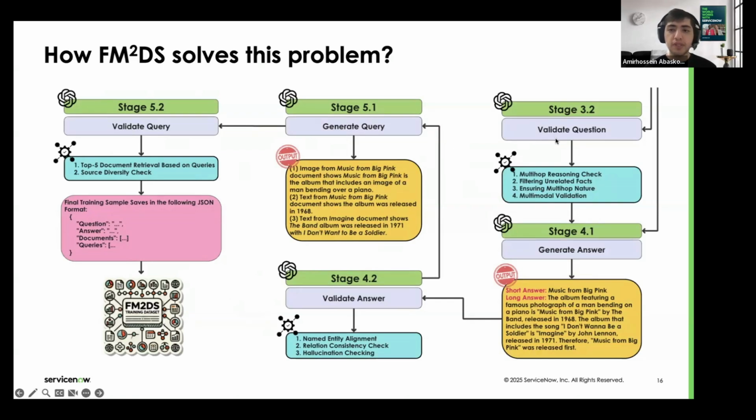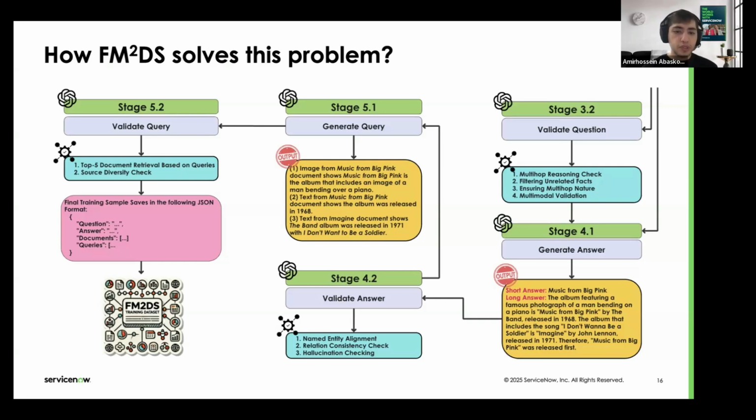In stage 3.2, we validate our question. We use different approaches, but the main ones are checking whether the question is really a multi-hop question and whether it is really a multimodal question, which we do by removing all the modalities except one and removing all the documents except one to check if this is true. In stage 4.1, we use both the generated question, which was validated, and those captions to generate an answer. We generated one short answer and one long answer here to increase the interpretability of our pipeline.